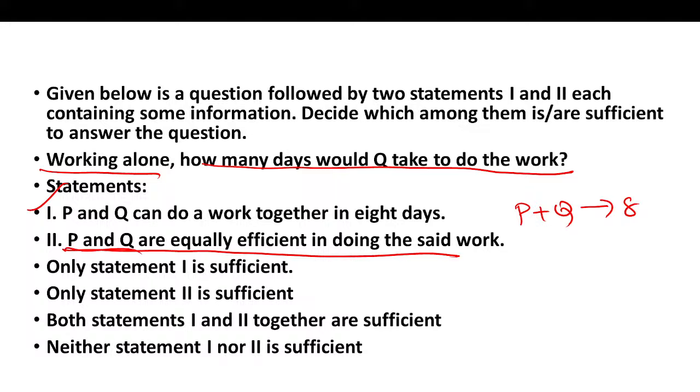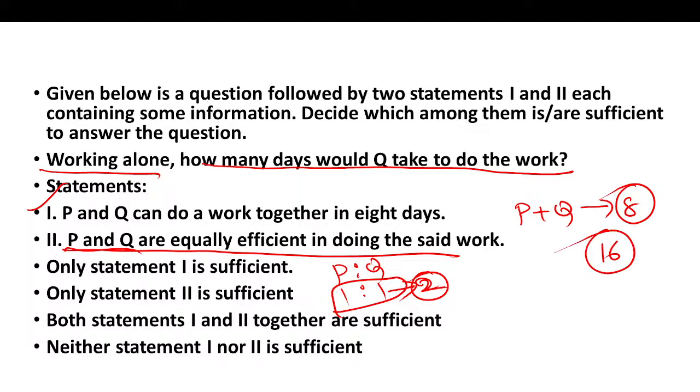P and Q are equally efficient. Nothing but if P eats one chocolate, Q also eats one chocolate. That is called equal efficiency. In one day, they are eating two chocolates. If they work together, in one day they can complete two chocolates. Like that, they worked for 8 days. Totally, how many chocolates are there? 16 chocolates, because in one day they are completing two. So 8 into 2, totally 16.